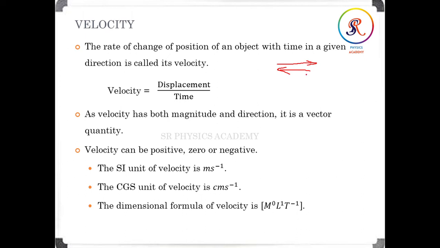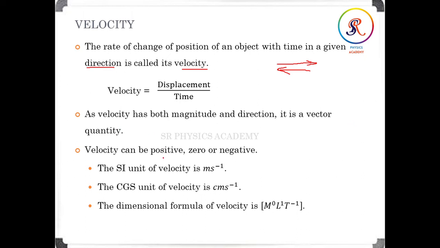But velocity is a function of displacement. So we define velocity as the rate of change of position with time in a given direction. Velocity equals displacement divided by time. We know that displacement shows the direction. Thus velocity has both magnitude and direction, so it is a vector quantity.